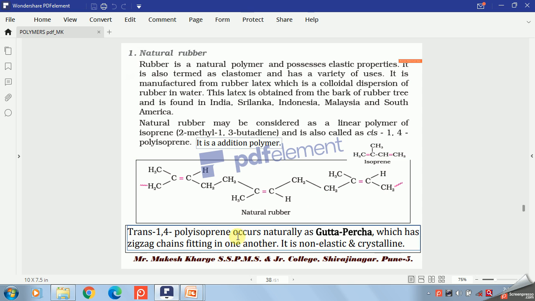Trans-1,4 polyisoprene occurs naturally as gutta percha, which has a zigzag chain fitting in one another, and it is non-elastic and crystalline. Remember this word, it may be asked in MCQs. So this is about natural rubber.